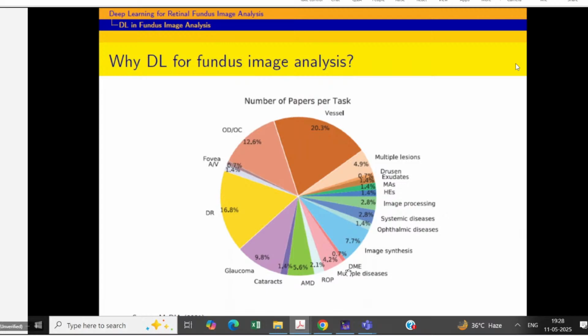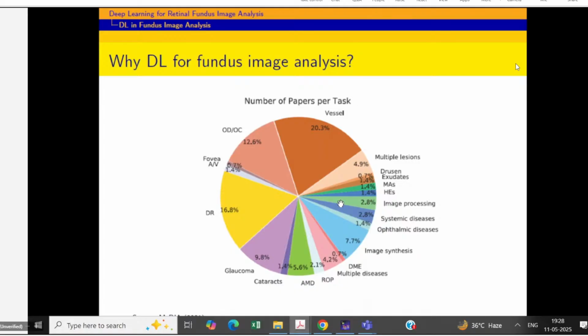Now I can also show you one interesting thing here. If you look at the percentage for multiple diseases, it is very, very low. I'll talk about it later on. What do we mean by multiple disease and why is it important nowadays? It is like, can we have a unified model? Instead of developing separate models for different diseases individually, can we have a single model which can detect all possible types of disease?